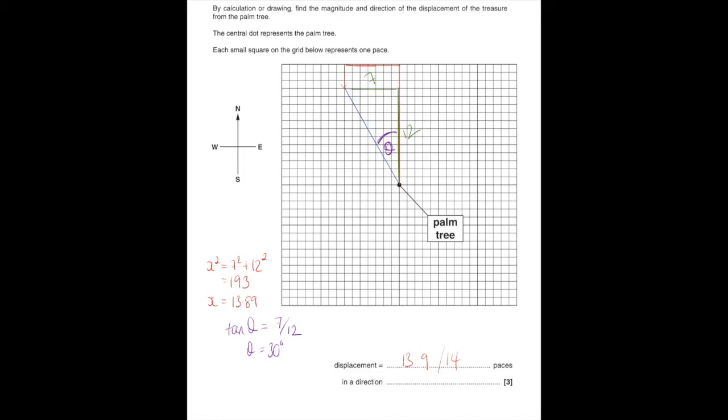Strictly speaking, we should give bearings, and remember, bearings are always from the north. So here is our north, and therefore our bearing would be 360 minus the 30, so it would be 330 degrees. So there are a couple of different answers you could give, but the key thing with these sort of questions is to ensure you annotate to show the angle you are giving, and you will probably find that you'd get credit for it.